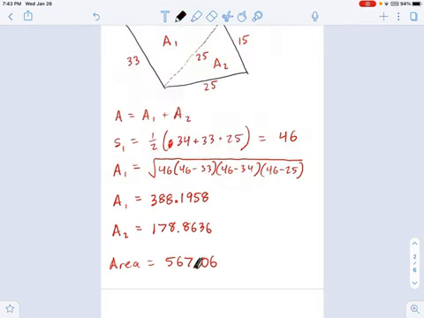Just don't round it more than there. Okay, so don't round it to 570. Don't round it to 600. It is 567 feet. If you want to be specific, you can say 567.06.